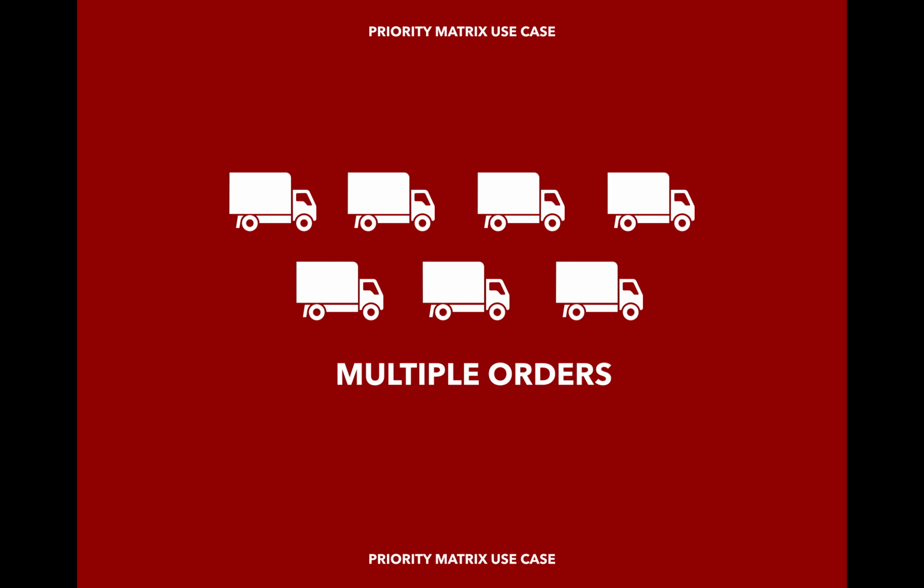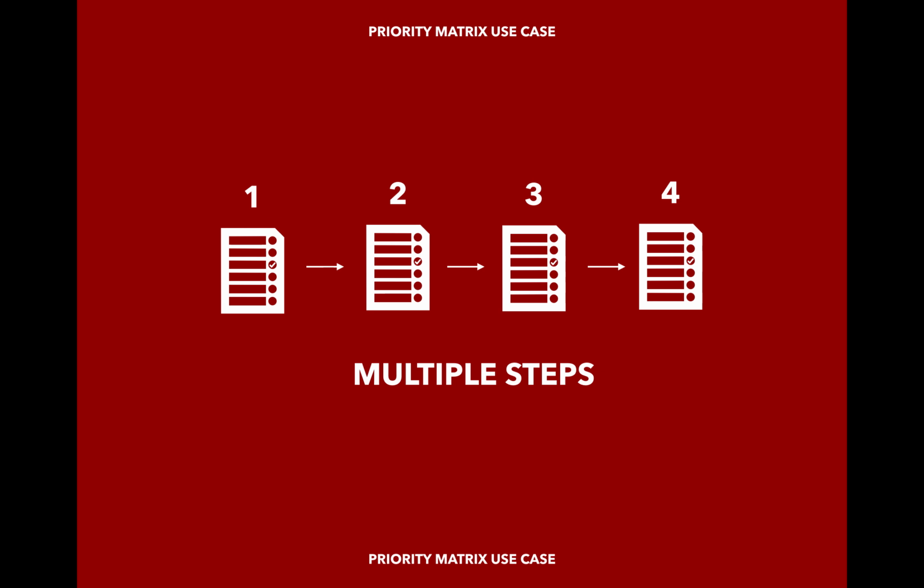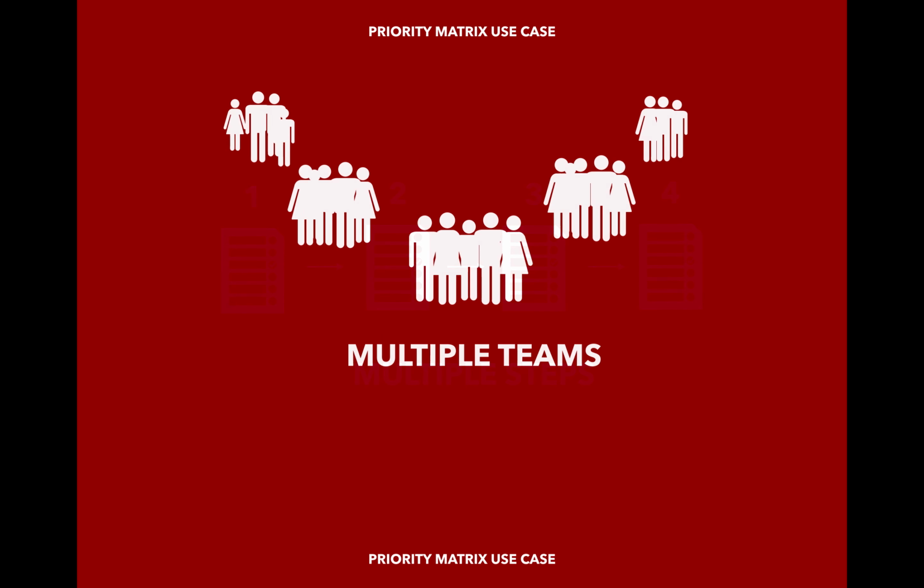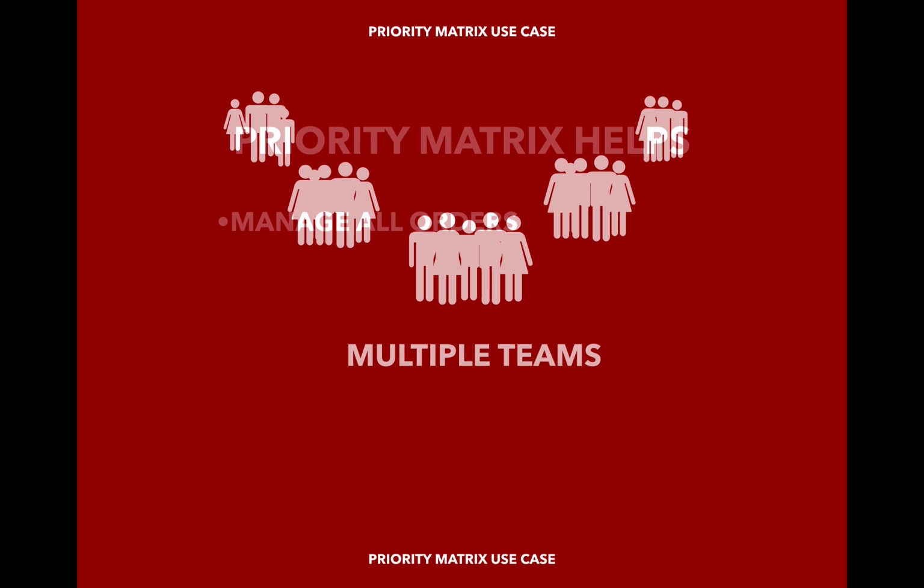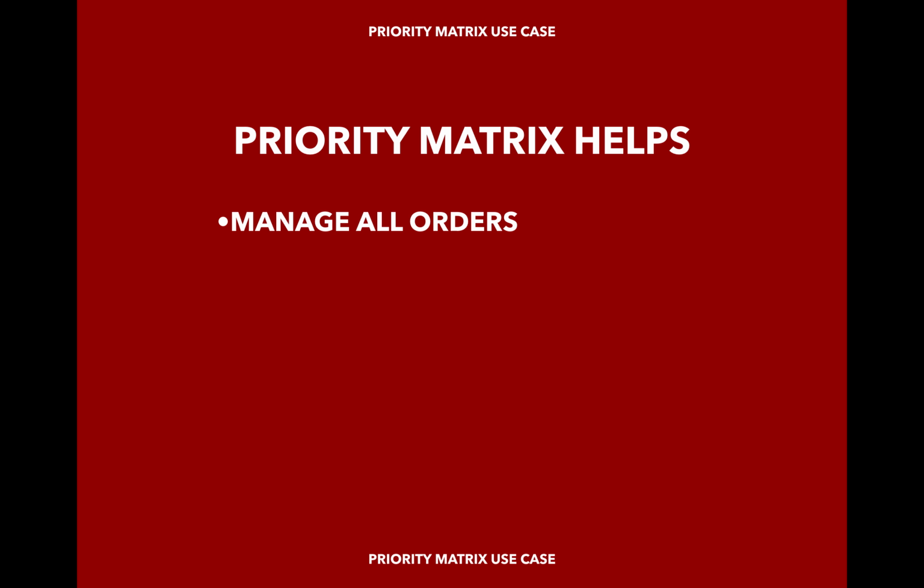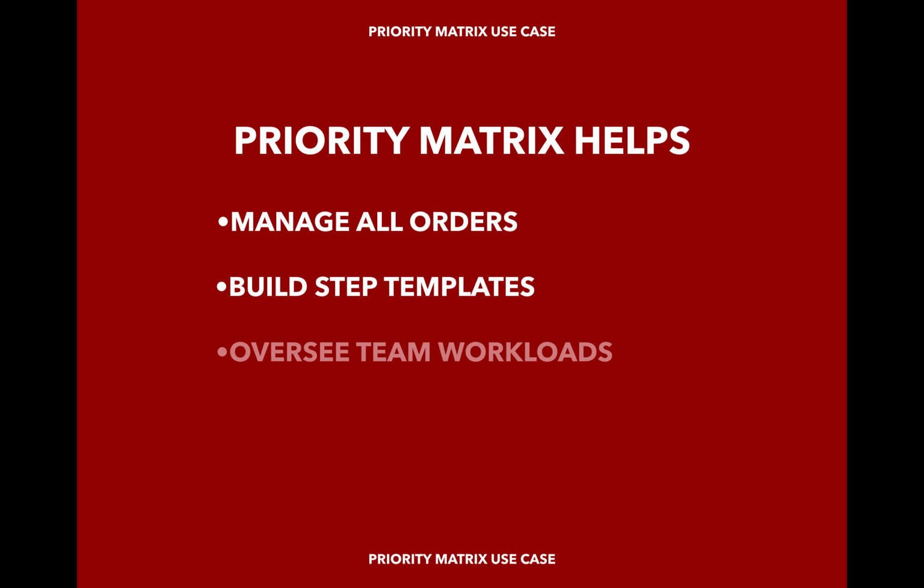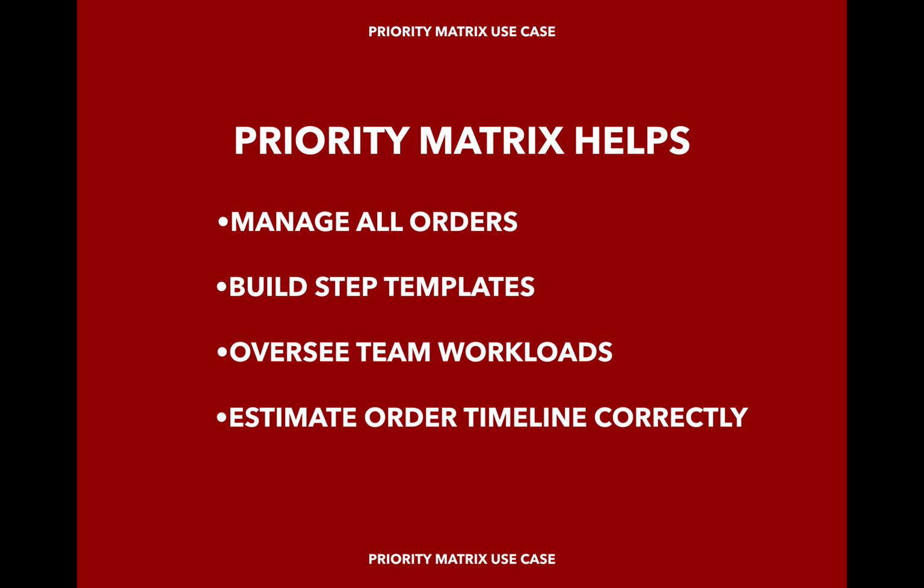Using different aspects of the system, you can manage and view multiple orders, multiple steps and multiple processes, and multiple teams. This way you can use Priority Matrix to better manage your orders, manage the steps in different processes, oversee team workloads, and correctly estimate your timeline.